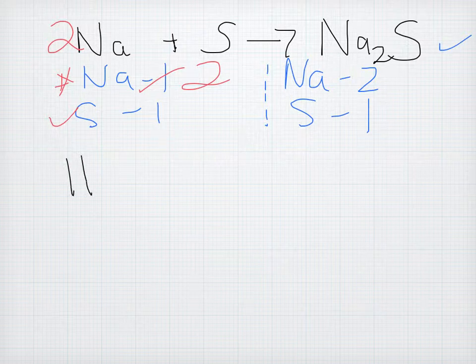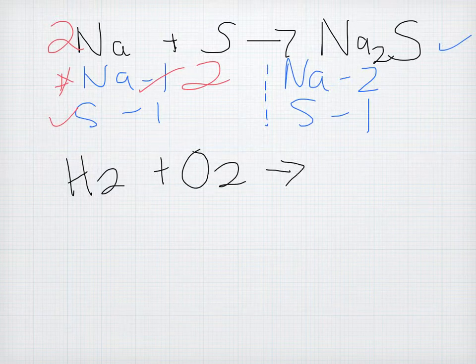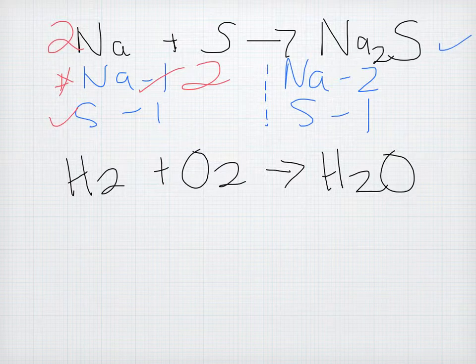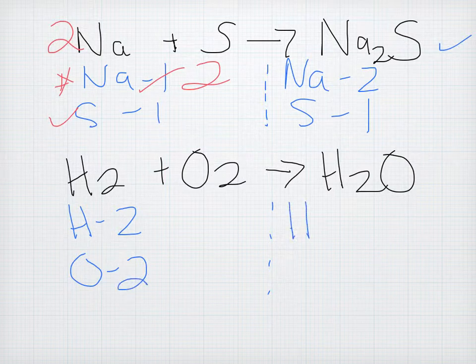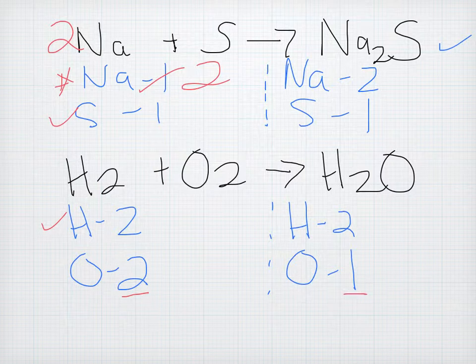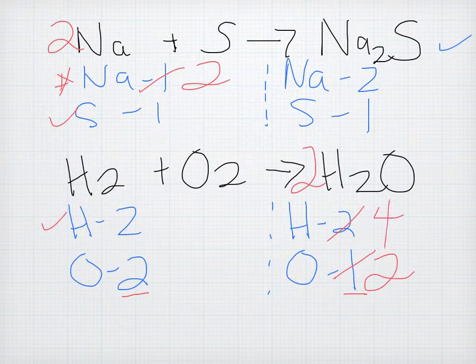Let's try another one. H2 plus O2 gives me H2O. So I count up what I have. And now I need to balance. So my hydrogen right now are good. So let's look at my oxygen. I've got 2 and I've got 1. So that means I need 2 of this whole entire thing. But when I do that, I not only affect my oxygen, I affect my hydrogen. So now I have 4. Which means now my oxygen are good, but my hydrogen are not. I need 4. So I need to put a 2 out front. Now, I'm good.